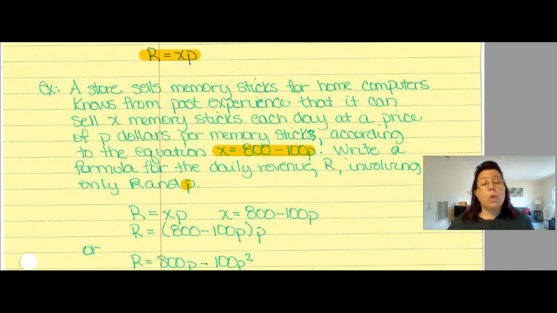Now we can figure out what our revenue will be at a certain price. For example, if our price is $1, 800 times 1 is 800, minus 100 times 1 squared. Well, 1 squared is 1, and 100 times 1 is 100, so our revenue would be 800 minus 100, which is $700. Oh, but could we do better? Let's try if the price is $2. Let's do my exponents first: 2 times 2 is 4, times 100 is 400. And 800 times 2 is 1600. So 1600 minus 400 is 1200. I did better. When the price was $1, my revenue was $700. When the price was $2, my revenue was $1200.